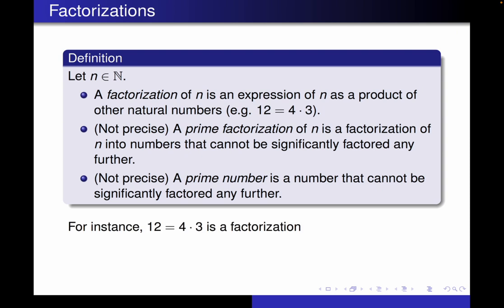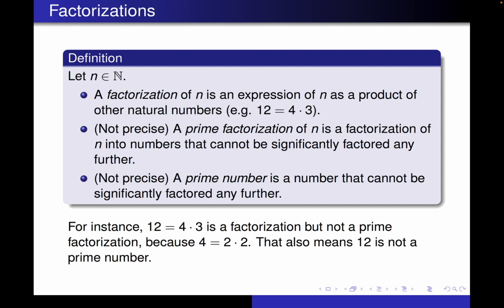So we have 12 is equal to 4 times 3. That is a factorization. But it turns out it's not a prime factorization because 4 is equal to 2 times 2. And as we will see later, we will consider that a significant factorization. It can be factored further. But then that also means that 12 is not a prime number because we can factor it into a significant factorization as well. 4 times 3 is significant, and so 12 is not a prime number. And again, what makes it significant? That's a fair question. So we'll get to that, I promise.